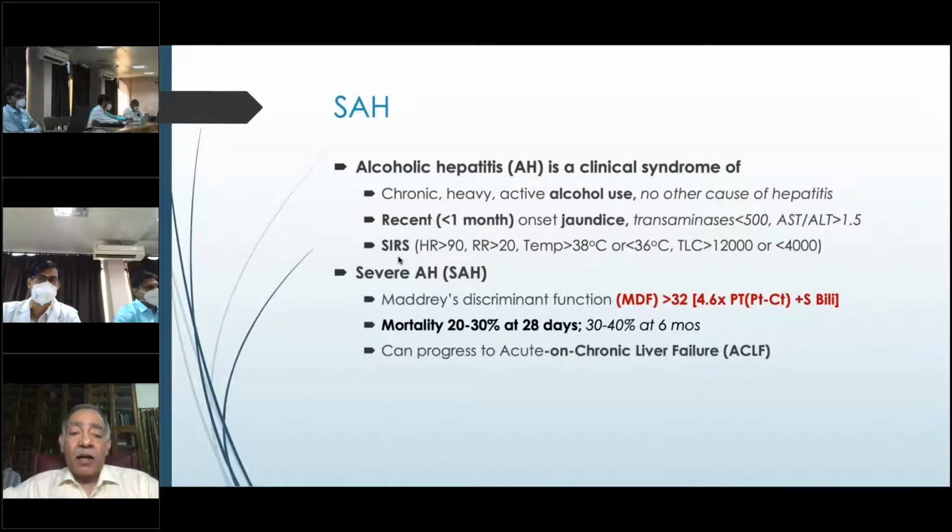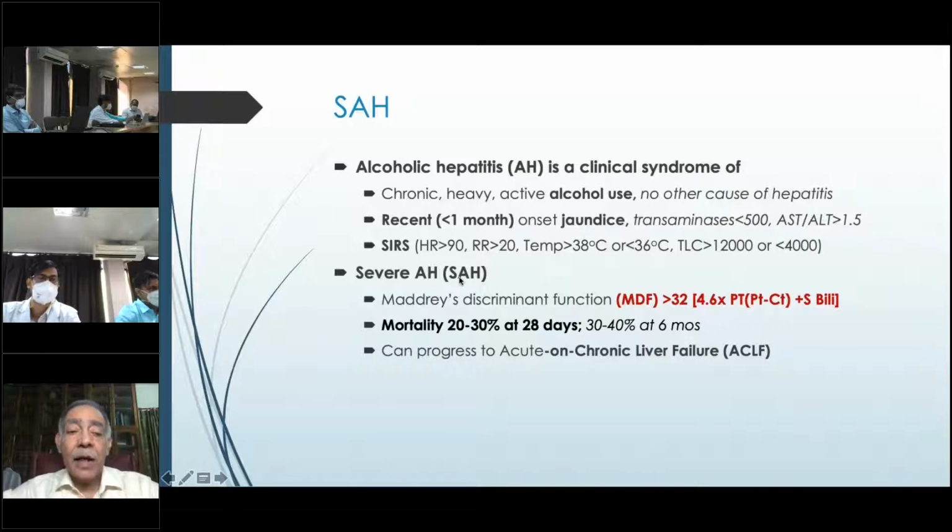Now, what is severe alcoholic hepatitis? In 1978, Maddrey developed this discriminant function score and said that a score of more than 32 would be counted as severe, eligible for treatment with the corticosteroids. And it's very easily calculated using the prothrombin time difference between patient and control and the serum bilirubin level.